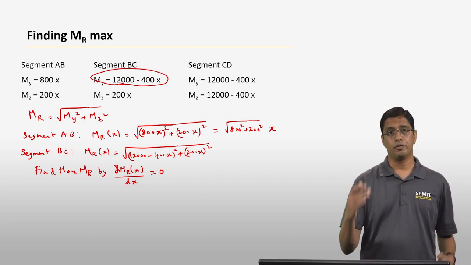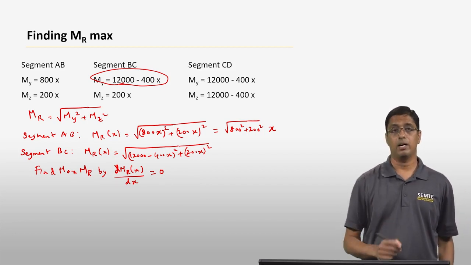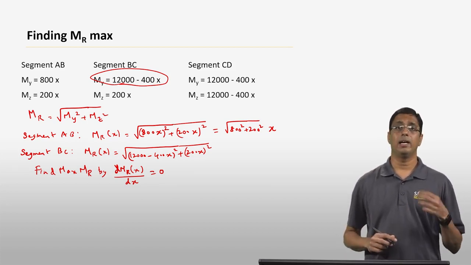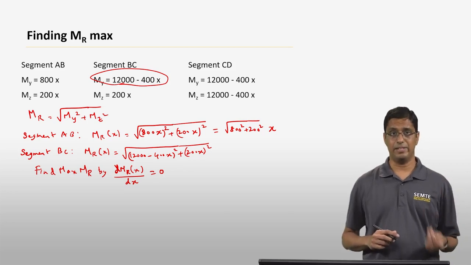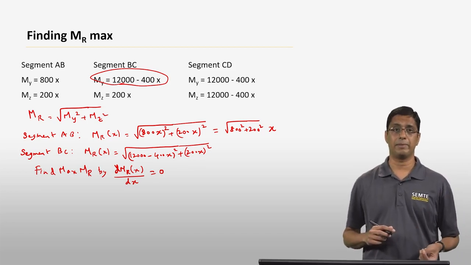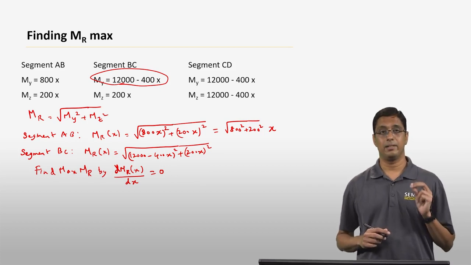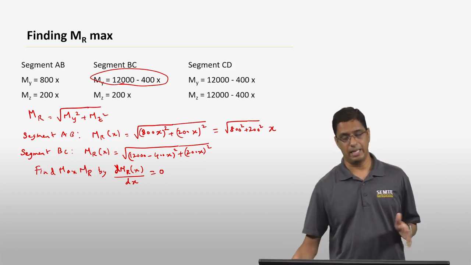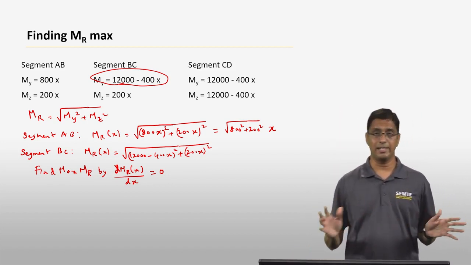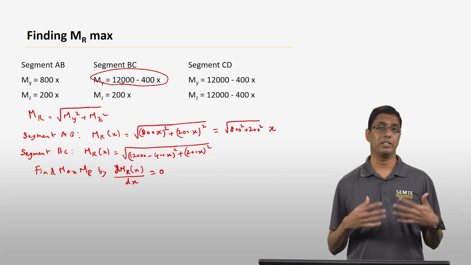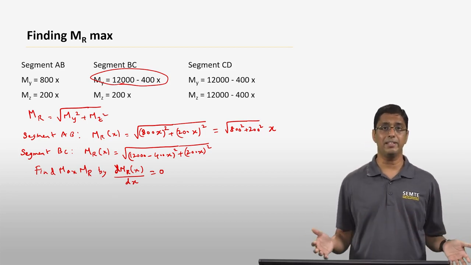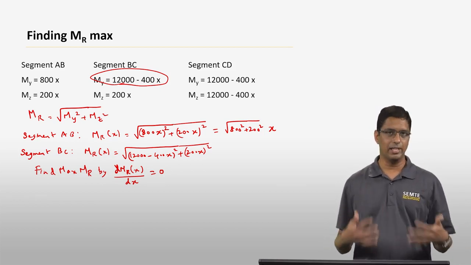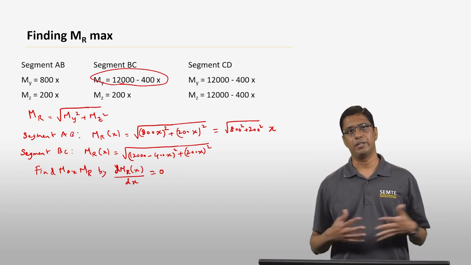So what you do is you find MR of x for the maximum MR in each of the segments AB, BC, and CD, and you pick the highest value of MR among all these three segments, and that is going to be the maximum MR for the entire shaft. So this is the typical way of finding MR maximum for a general case. In this case, it doesn't matter what the function is. Here, all the functions are linear. But if you have a quadratic function or a cubic function of mz or my, you can still use this particular procedure to find out what MR max is.